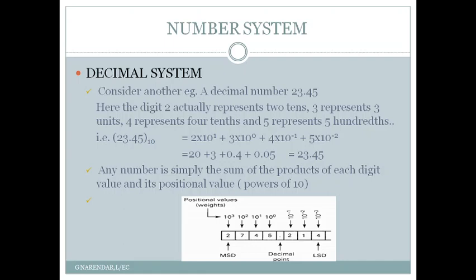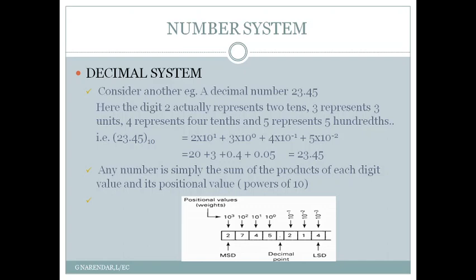So any decimal number's value can be obtained by taking the product of the positional value and the corresponding digit present in that position, and later adding all these products will give you the value of the decimal number.